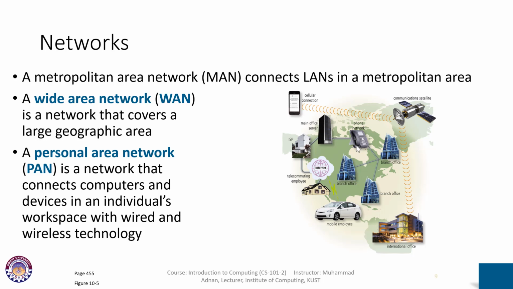And then we have a personal area network called PAN. This is a network that connects computers and devices in an individual's workspace with wired and wireless technology. So an individual can have an office, a small office, and different communication devices and computers are connected together either wirelessly or through wired devices. So that is also possible.